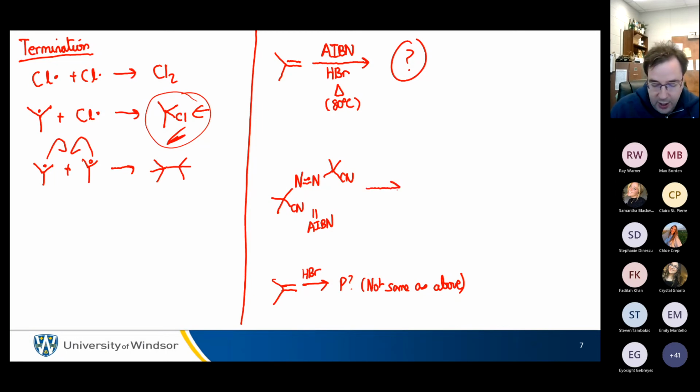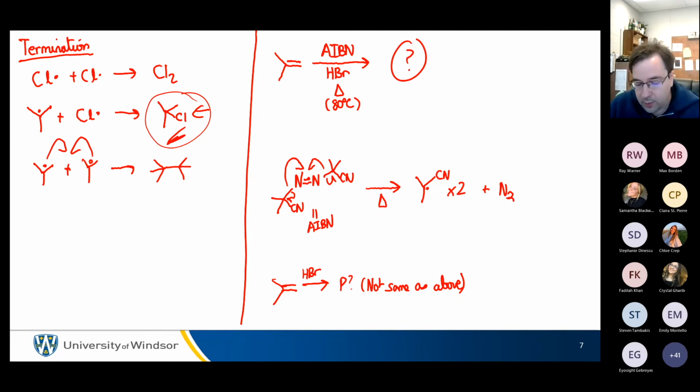Well, I'll tell you this, if you take AIBN and you heat it, again, that whole thing of stuff wanting to become gas, nitrogen gas is what everything wants to become. So we get two of these isopropyl radicals. Look at the stability of that radical.